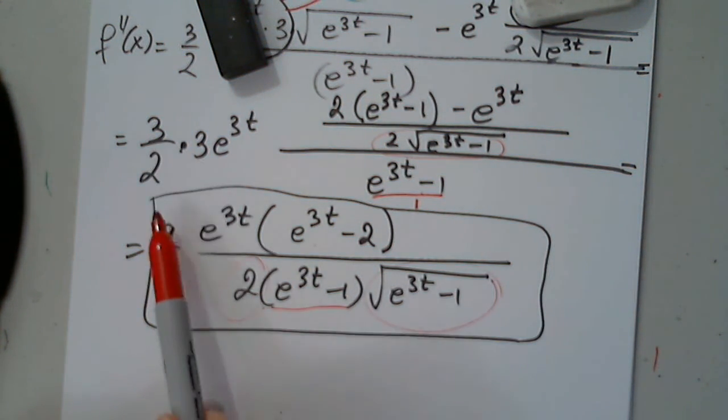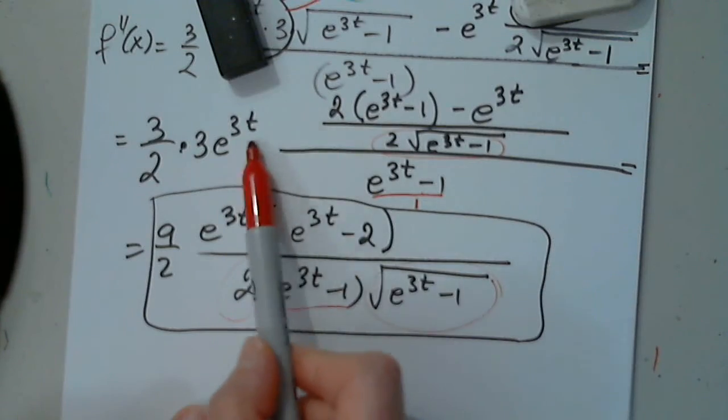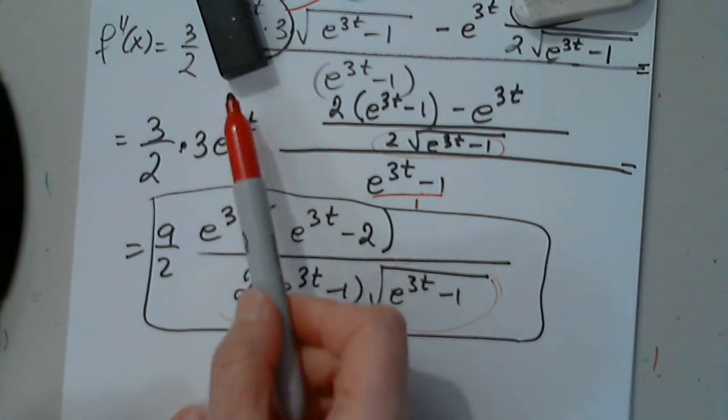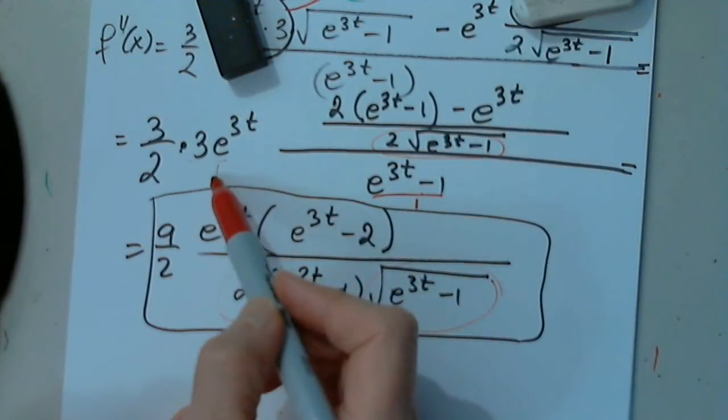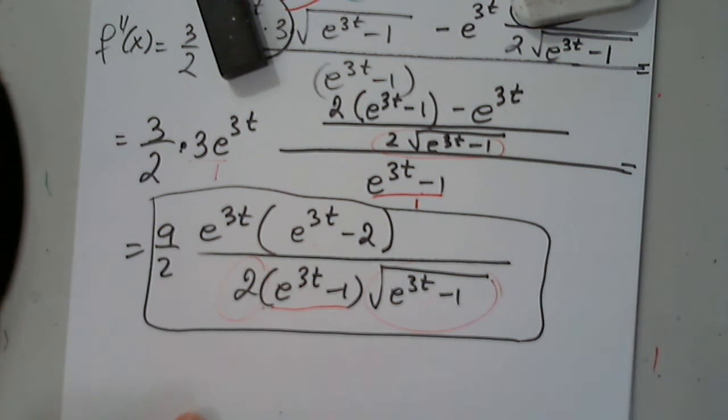3 times 3 is 9. 2 e to 3t is, of course, in the numerator, it is not in the denominator. It would be 1 over. But this is over 1, of course. So this is the final simplified form. No one can do anything else to it. And there is nothing we can do to simplify anything here.